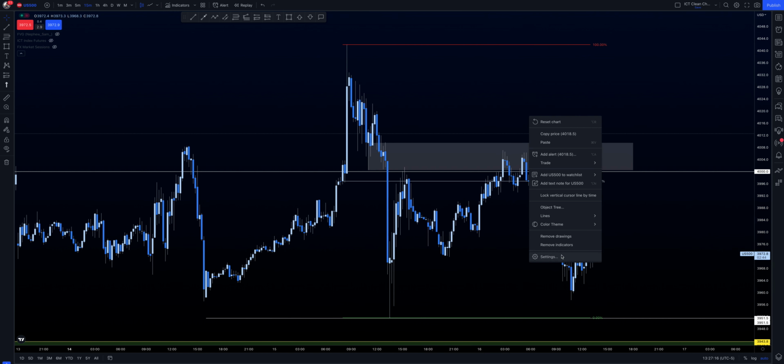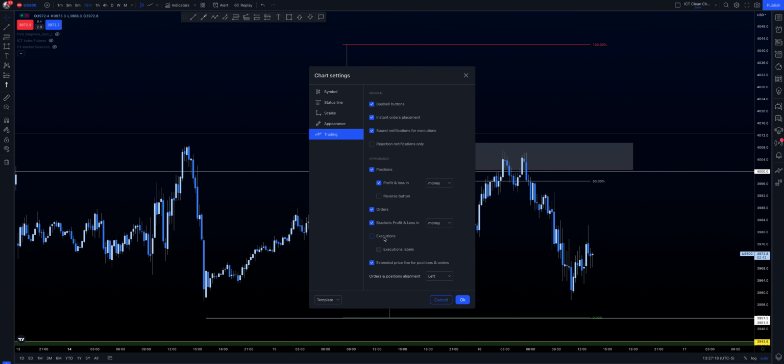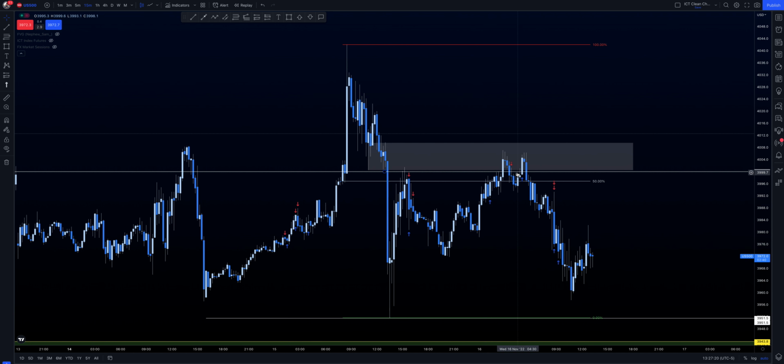So I will enable executions. So you can see here, I actually sold it here on the lower time frame, and then I ended up buying it back at a loss. This was where my stop loss was, above the fair value gap, which made sense on the lower time frame. So you can see just there. So it stopped me out, and then we had the full confirmation.